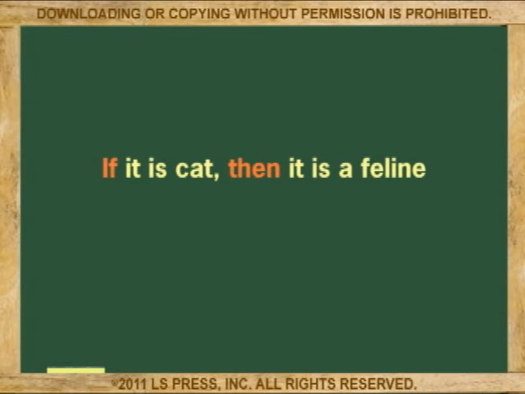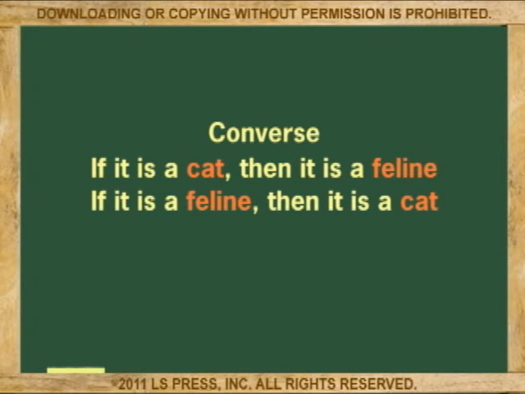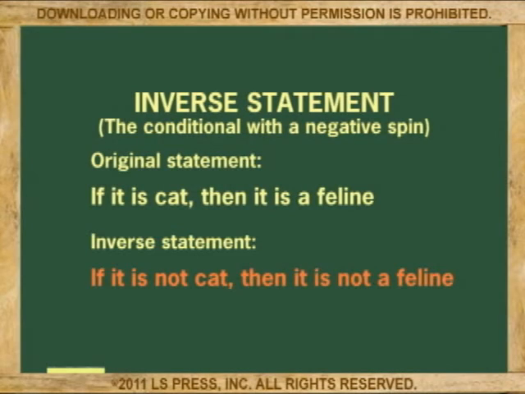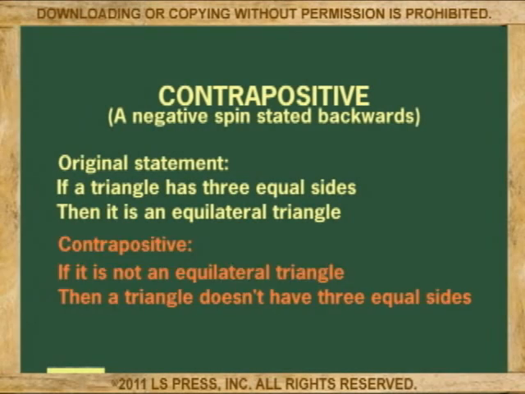Once we establish that the conditional is true, we can then state the converse. In the converse, we switch the if and then part. However, the converse of the conditional may or may not be true. Next is the inverse. The inverse is the original conditional with a negative spin. Again, like the converse, the inverse may or may not be true. Lastly, we have the contrapositive. The contrapositive also has a negative spin, but like the converse, it is also stated backwards.